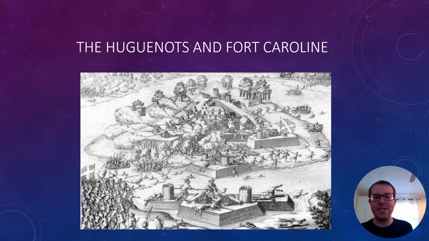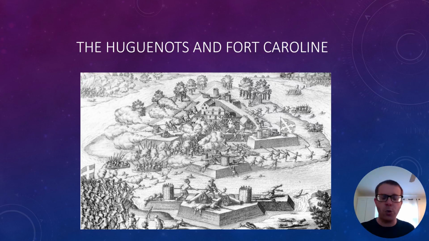Another settlement that was established by Europeans was Fort Caroline, which was established by French Huguenots in 1564 around modern-day Jacksonville, Florida. Now, the Huguenots were a Protestant sect who joined the Protestant Reformation and sought to practice Christianity differently from Catholics. And this settlement was actually initially quite successful.